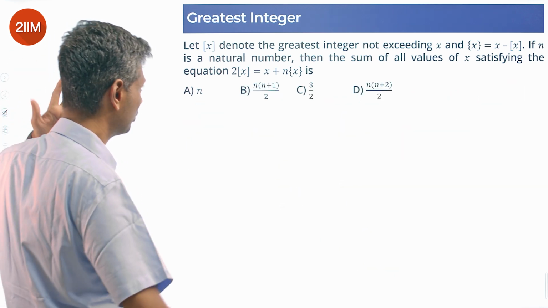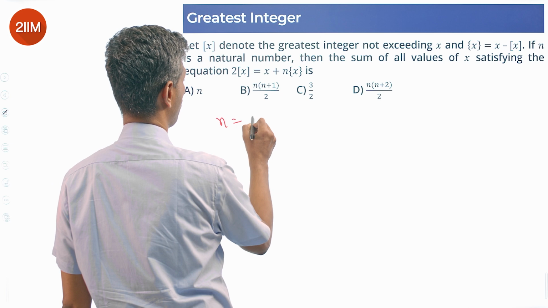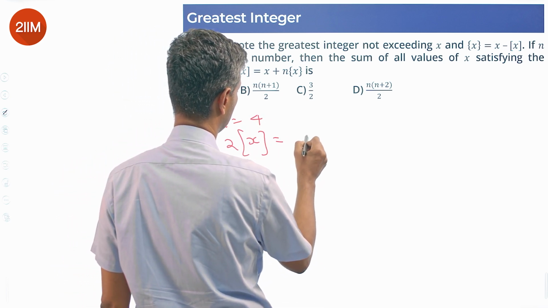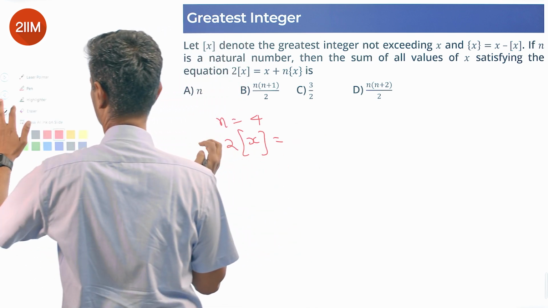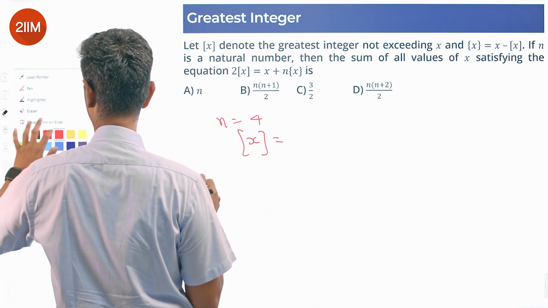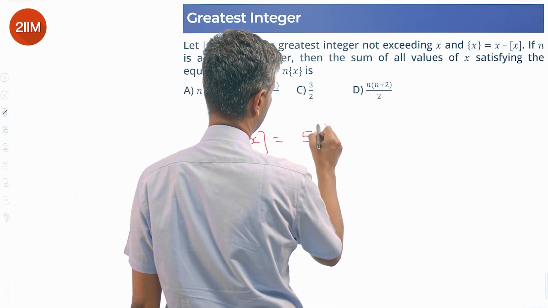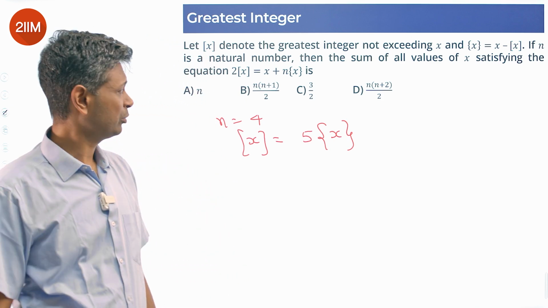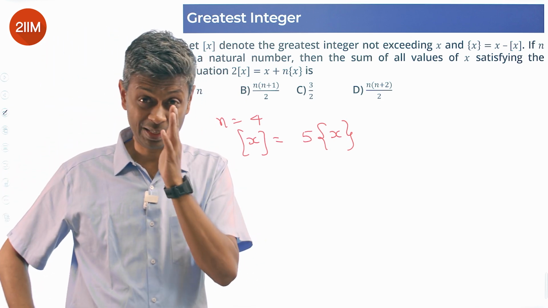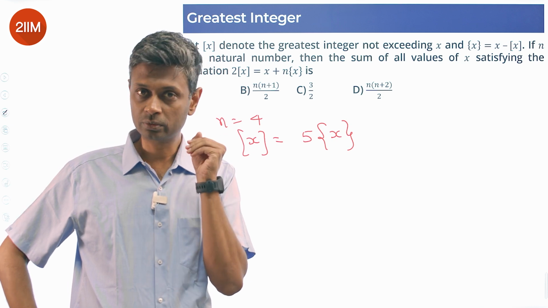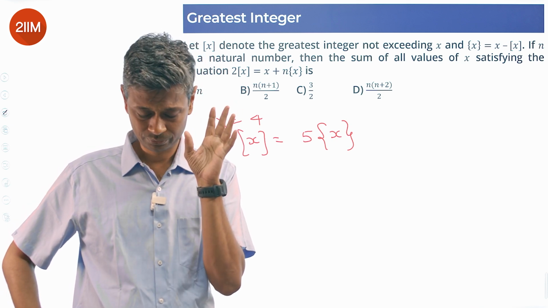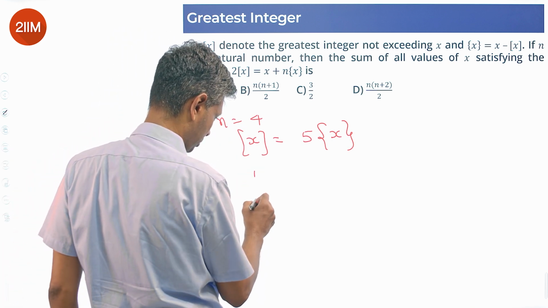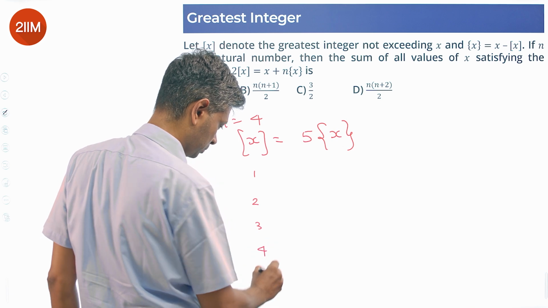2 into greatest integer of x equals, sorry, we have simplified this, greatest integer of x equals 5 times the decimal part of x. 5 times the decimal part of x cannot be 5, it should be less than 5: 0, 1, 2, 3, 4. If we ignore 0, we're only thinking about 1, 2, 3, 4. So this can be 1, 2, 3, or 4.